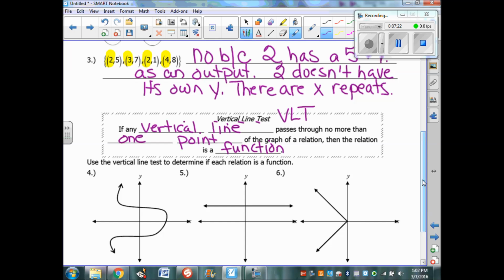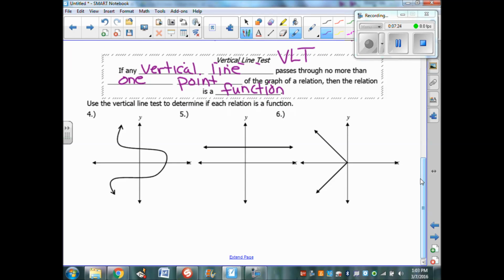So what if we are given a graph? And this is a relation. I want to determine, is it a function? So we have this special test, the vertical line test. If we could draw any vertical line through our graph, think about vertical, that means up and down, and if it intersects the graph in more than one place, it's not a function.